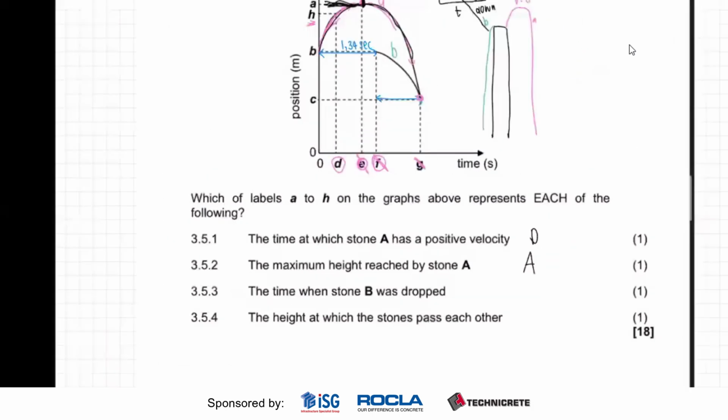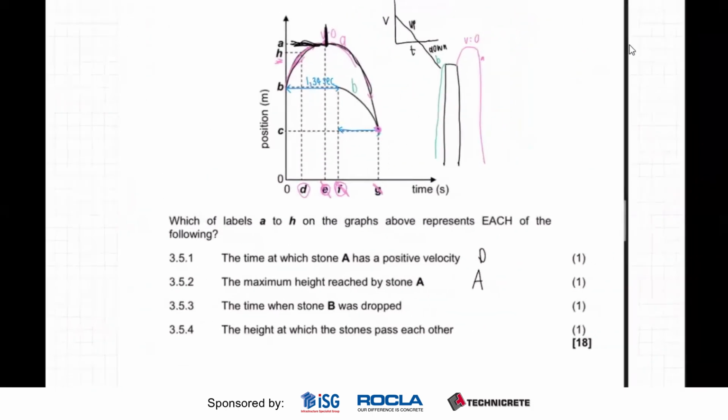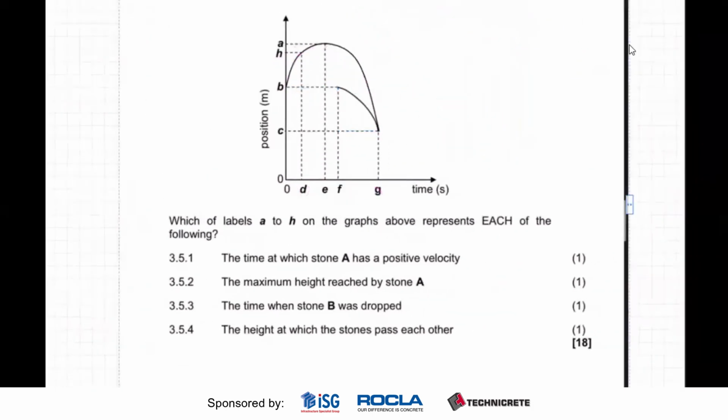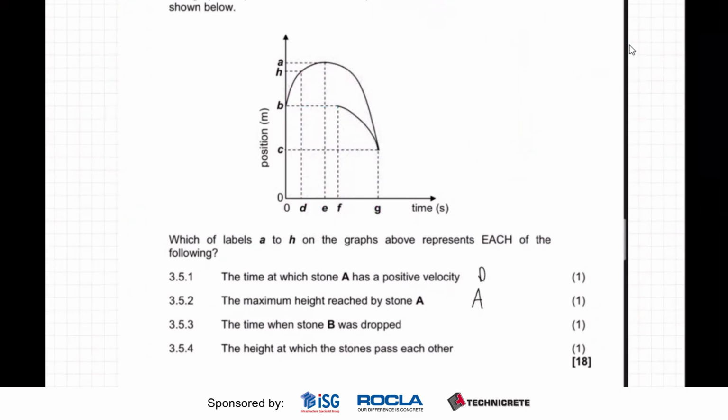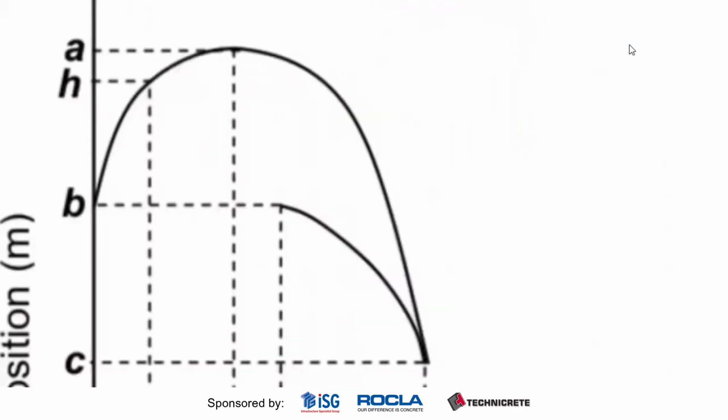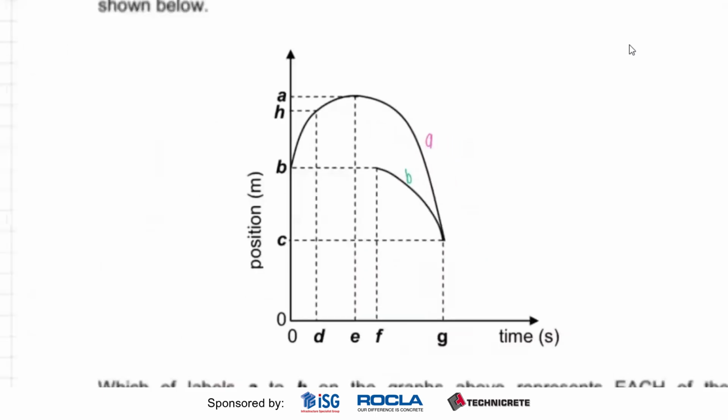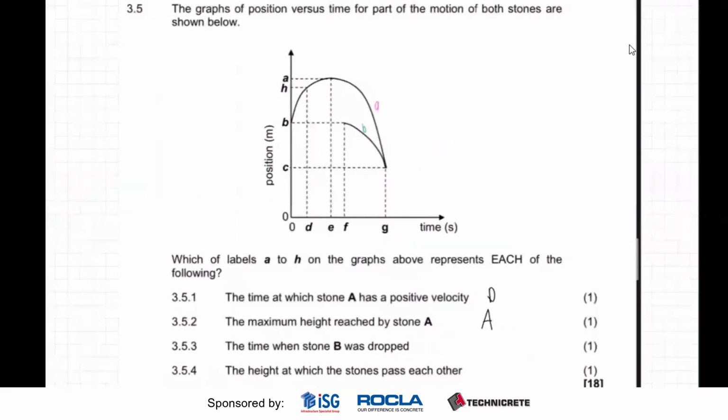Okay, so we've had D and we've had A. Now we are going to look more at stone B. Okay, rub these out. So stone B was dropped off after stone A. And I said that this was B and this was A because of the last question.